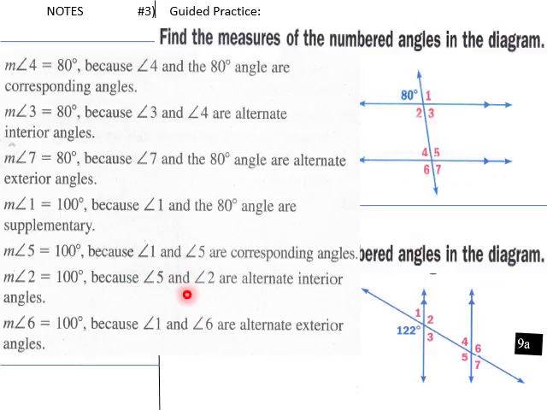And let's see what everything else is. They're alternate exteriors or interiors. The only corresponding they use is 1 and 5, although this angle and 4 would be corresponding as well, but they don't use that for 3 and 4 alternate interiors. So anyway, here's your list here, students.